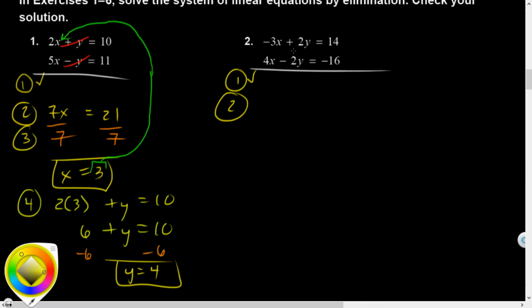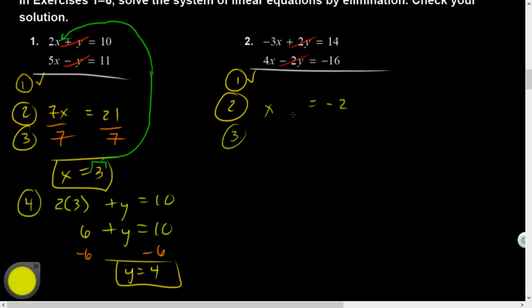So, negative 3x plus 4x is 1x, or just x. 2y and negative 2y, you are eliminated. Equals 14 minus 16, which is negative 2. X equals negative 2, right? When I combine those. And step 3 is actually done. That's already solved for x this time. That's nice. X equals negative 2.